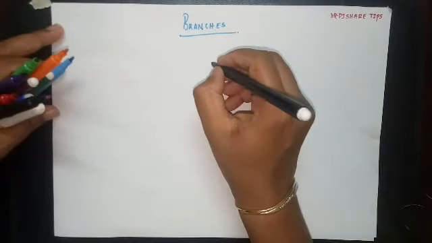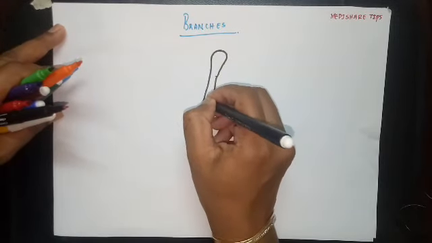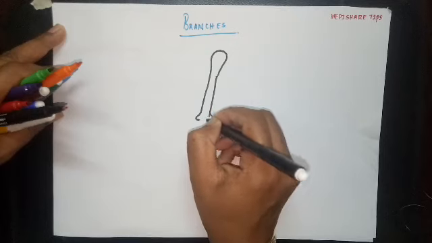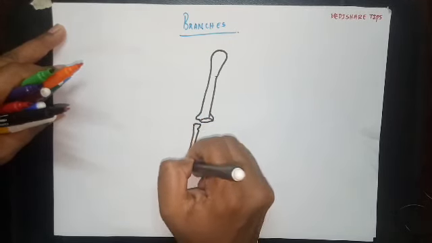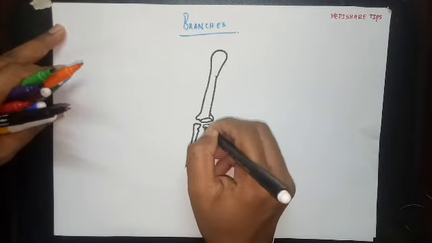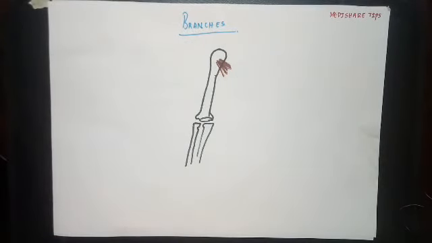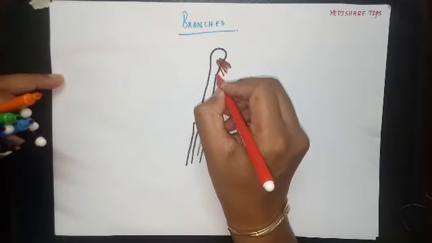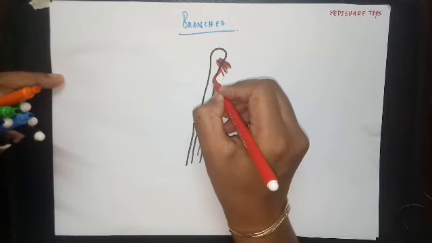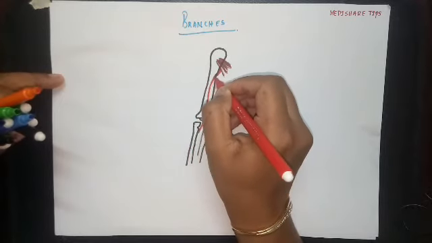So the other diagram, please. What is this major muscle? This is the brachial artery.